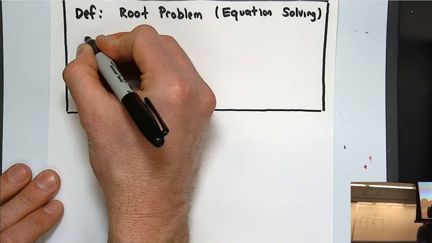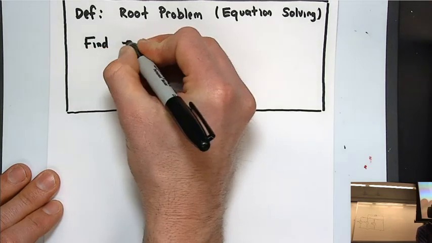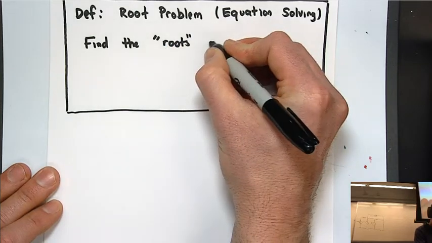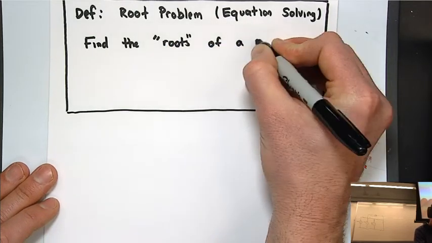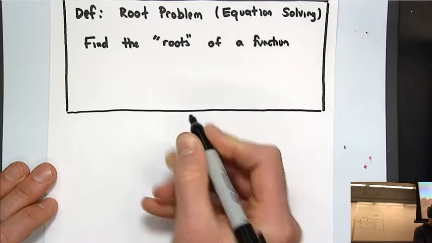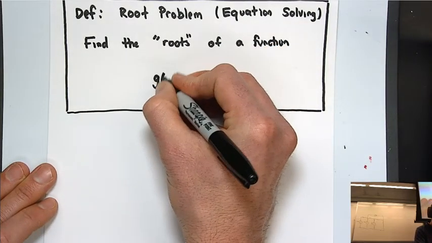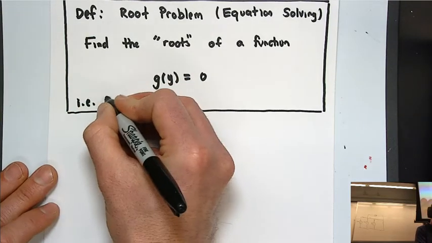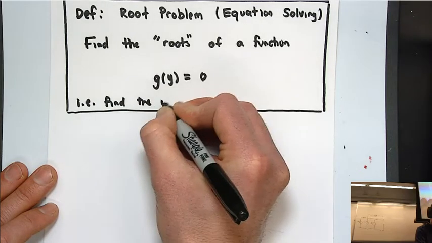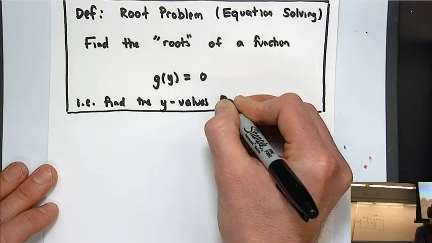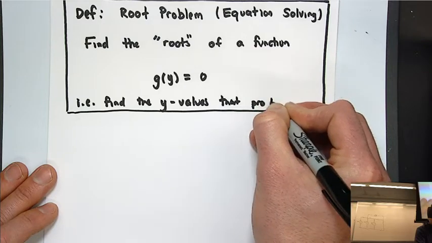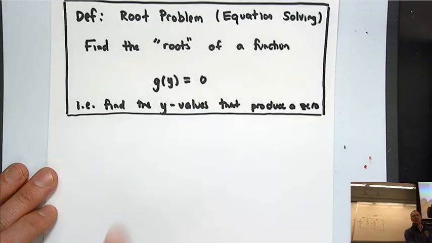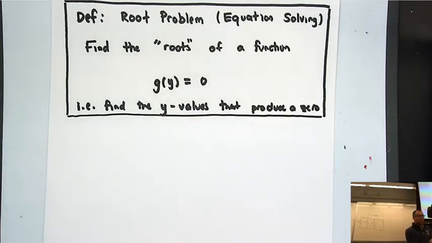So we're going to call this problem find the quote-unquote roots of a function, any function, not just the one that we just talked about, g of y equals 0. Another way to say this is find the y values that produce a 0 output. So if I have some function, in this case, what was our function called?